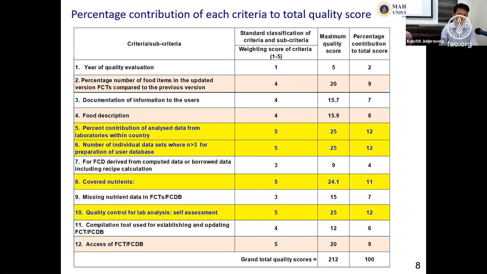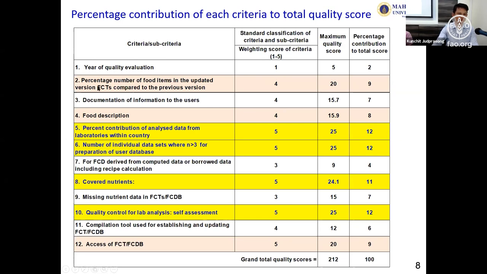The total criteria of the ASEAN food quality system is we decided to have 12 criteria. The first is the year of quality evaluation. We also have a consensus on the rating score of each criteria. For the first, the year of quality evaluation, we provide only one.